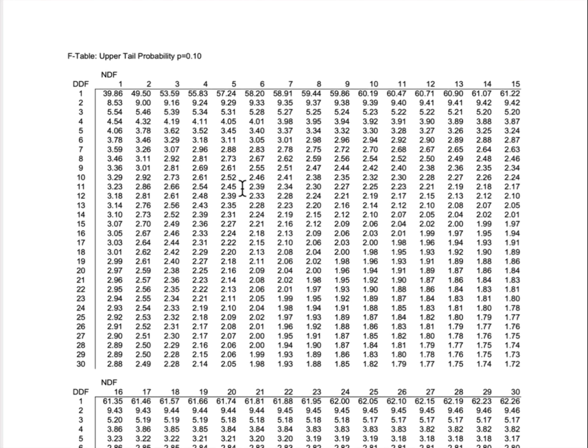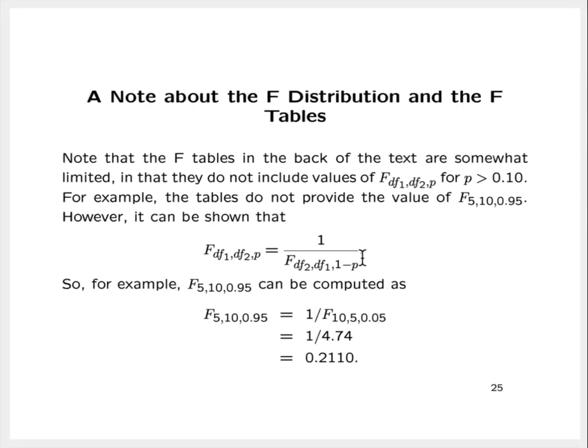This is the file containing the different F tables that are available on Moodle. Let's find this value. We want to compute the upper 0.95 percentage point for the F distribution with 5 numerator and 10 denominator degrees of freedom. According to this formula, that's equal to 1 over the upper fifth percentage point of the F distribution with 10 numerator and 5 denominator degrees of freedom. So we need to first look in the 0.05 F table, and we need to find the corresponding F value.